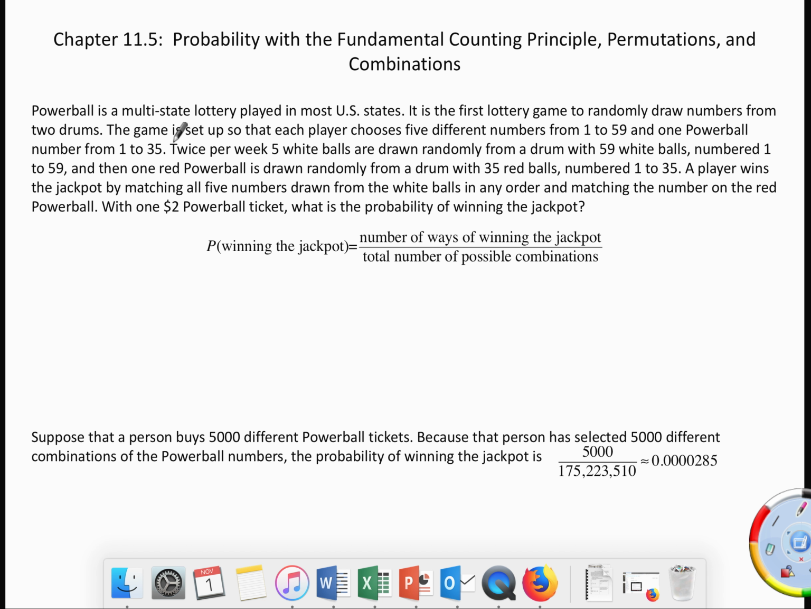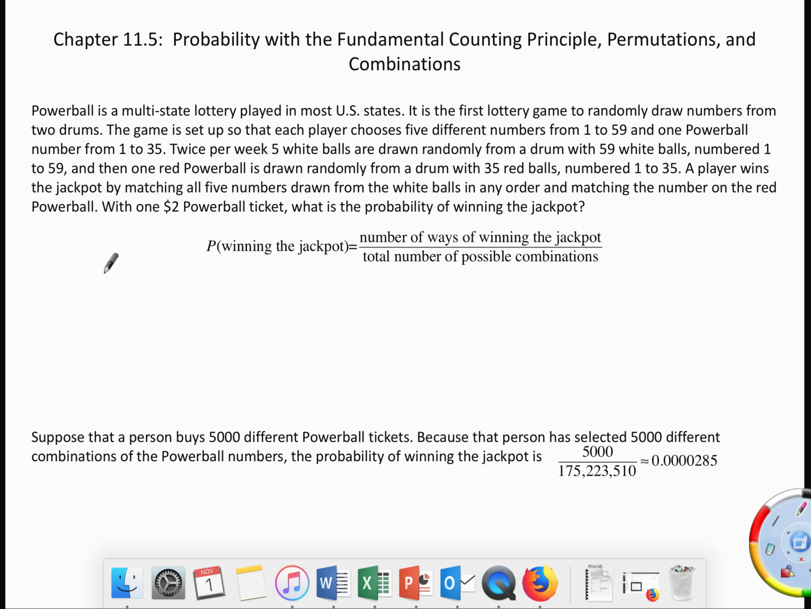Powerball is a multi-stage lottery played in most U.S. states. It is the first lottery game to randomly draw numbers from 2 drums. The game is set up so that each player chooses 5 different numbers from 1 to 59 and 1 Powerball numbered from 1 to 35. Twice per week, 5 white balls are drawn randomly from a drum with 59 white balls numbered 1 to 59. And then 1 red Powerball is drawn randomly from a drum with 35 red balls numbered 1 to 35.